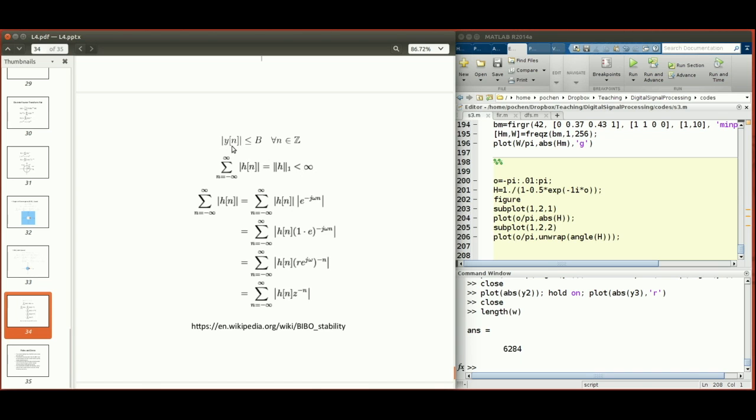It's not the input or output signal that has to be summable, it's the impulse response. The reason you have to consider this summation is that the output is the impulse response convolved with the input, and that convolution has a summation in it. So if your input is bounded, the summation of the absolute values of the impulse response has to be bounded. It has to be smaller than infinity.